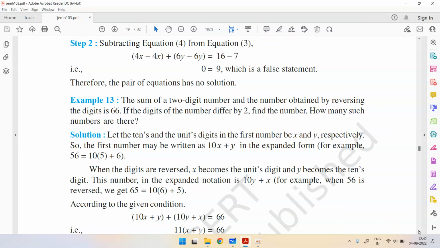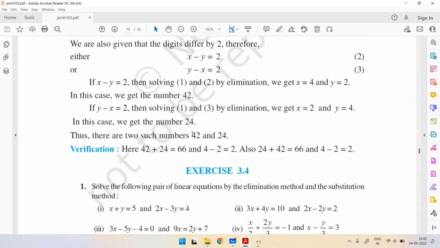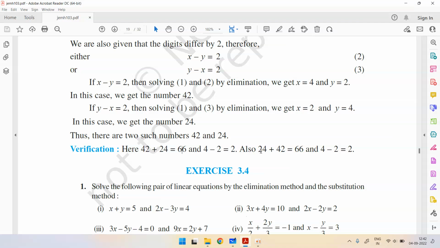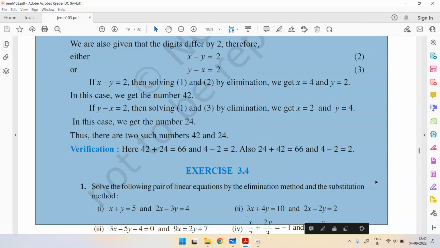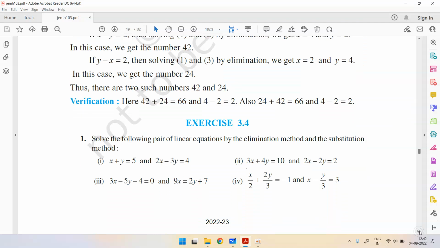This is all, they have also done the same thing. The 10x plus y, and if you solve, the two answers are 42 and 24. And if you verify by reversing, it becomes 66. And if you subtract, 4 minus 2 is 2. Also for 24, this is true, that is 4 minus 2 is 2, and 24 reverses to 42, and if you add this, it becomes 66. So this is true.